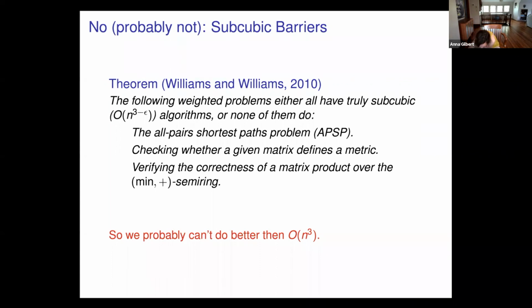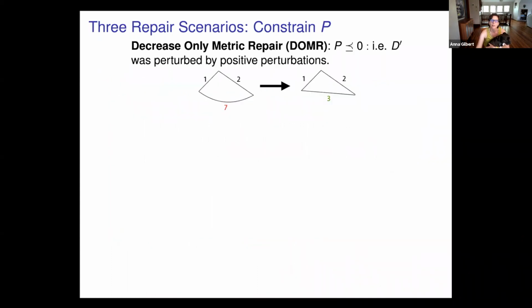Okay, so this result gives us some bad news in that whatever algorithm we come up with, we probably can't do better than cubic running time. But it does give us some good news in that it says this problem is related to the all pairs shortest path problem. So let's investigate this connection more. To understand that relationship, let's do some simple examples and observe that we have really different kinds of problems depending on whether or not our perturbation is constrained to be positive or negative. In other words, whether we only decrease distances to correct triangles, or only increase distances, or whether we can do anything in between.